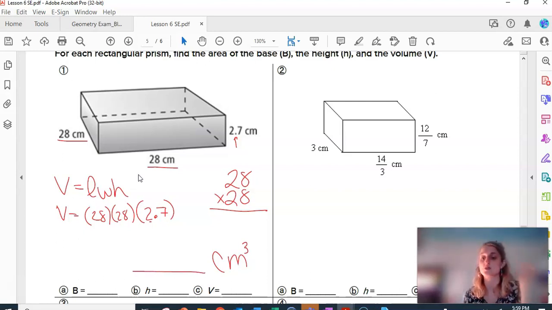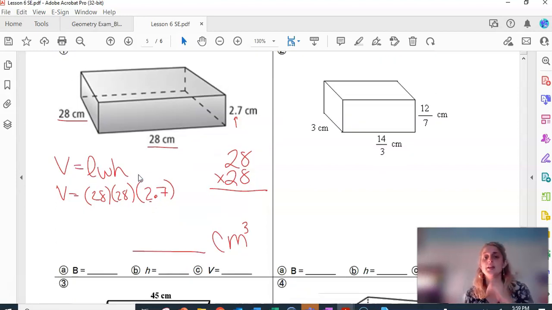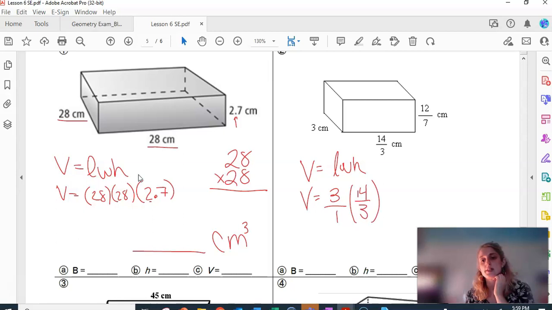You can use an extra sheet of paper and then just bring that in too as proof, because I know it's a big problem and that's not a ton of space to do it in. Next one, when you're multiplying with fractions, all numbers need to be fractions. So your 3 needs to change into 3 over 1 times 14 thirds times 12 sevenths.